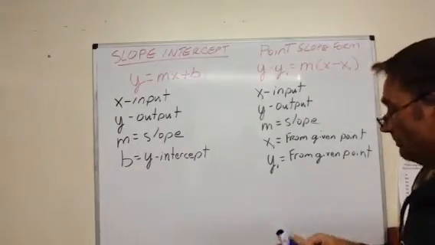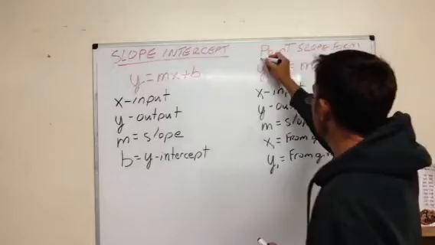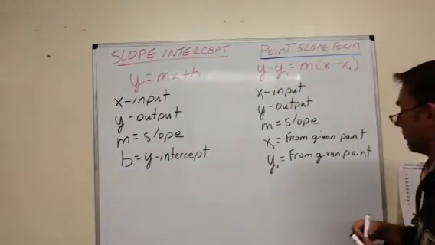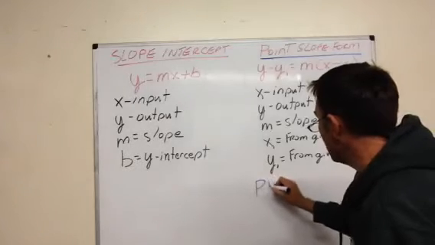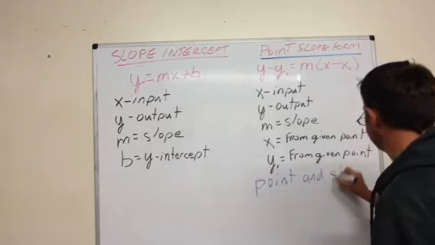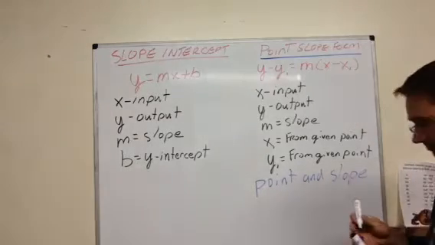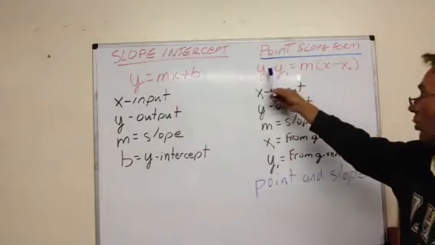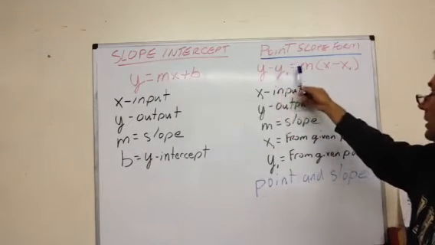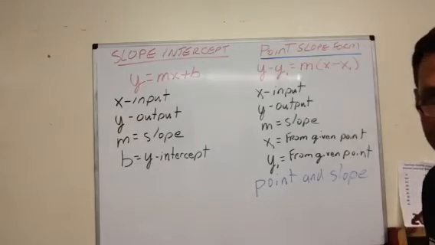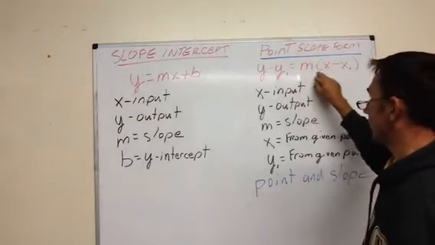There is another form, the point-slope form. Now we use the point-slope form when we are given a point and a slope. It makes it really easy to write. This is the equation: y minus y1 equals m parentheses x minus x1. You want to write this formula down.